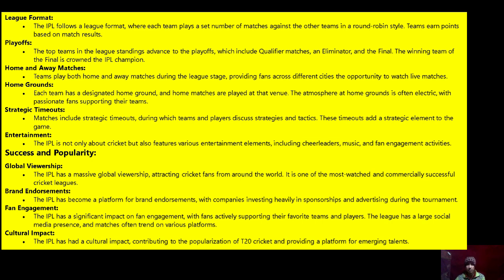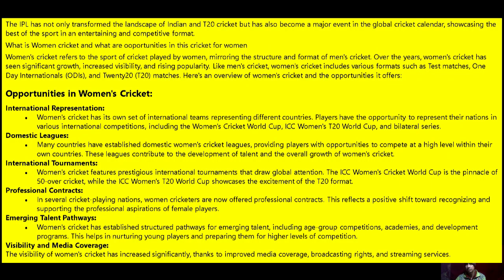Fourth point is game awareness. So, first is opponent analysis. Study the strengths and weaknesses of the opposing teams and key players. Understand the game situations and make informed decisions based on the context of the match. So next point is team strategy. Be aware of your team's strategies and plans. Collaborate with teammates to execute team strategies effectively.